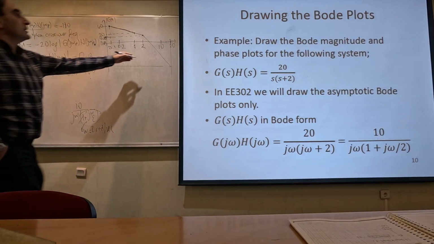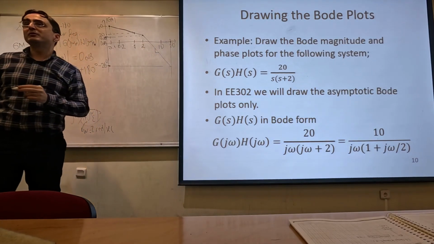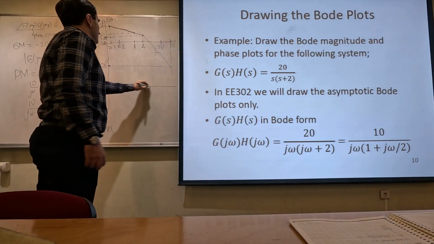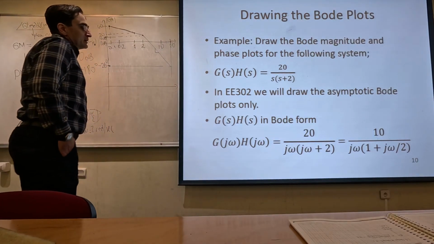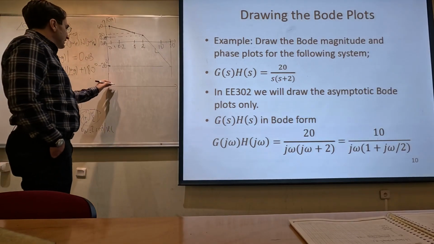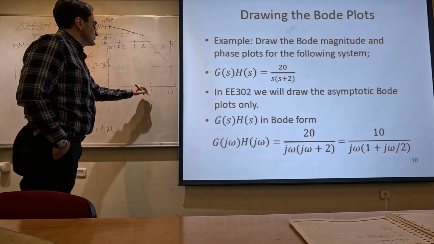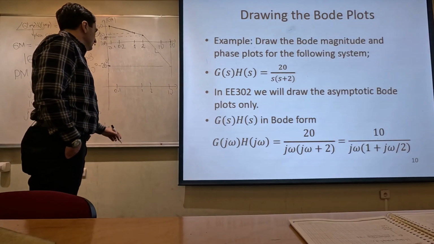So this line here, minus 40 dB per decade line. Okay? So here, this was the magnitude plot, and I can now look at the phase plot. Again, I can have 0.1, 1, and 10 here, and I have the frequency 2 here.